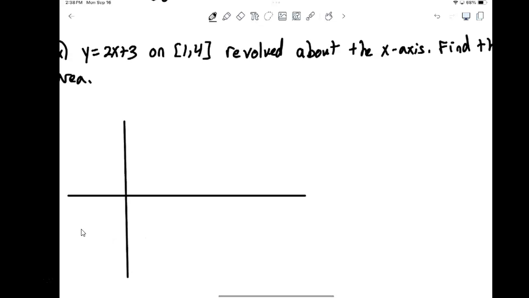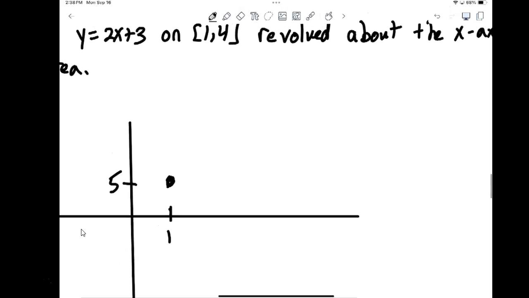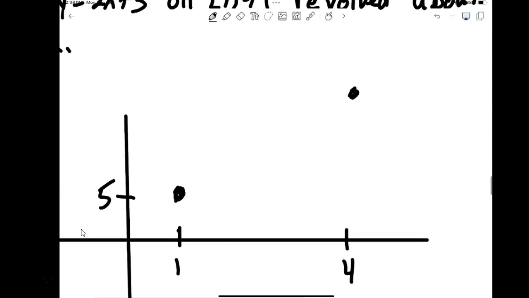All right, so at 1, 2x plus 3 would be equal to 5. And then at 4, 2x plus 3 would be equal to 11. So I'm just going to come up here and say, here we are, and we'll label that point up there as x equals 11. Okay, so we're looking at this straight line.